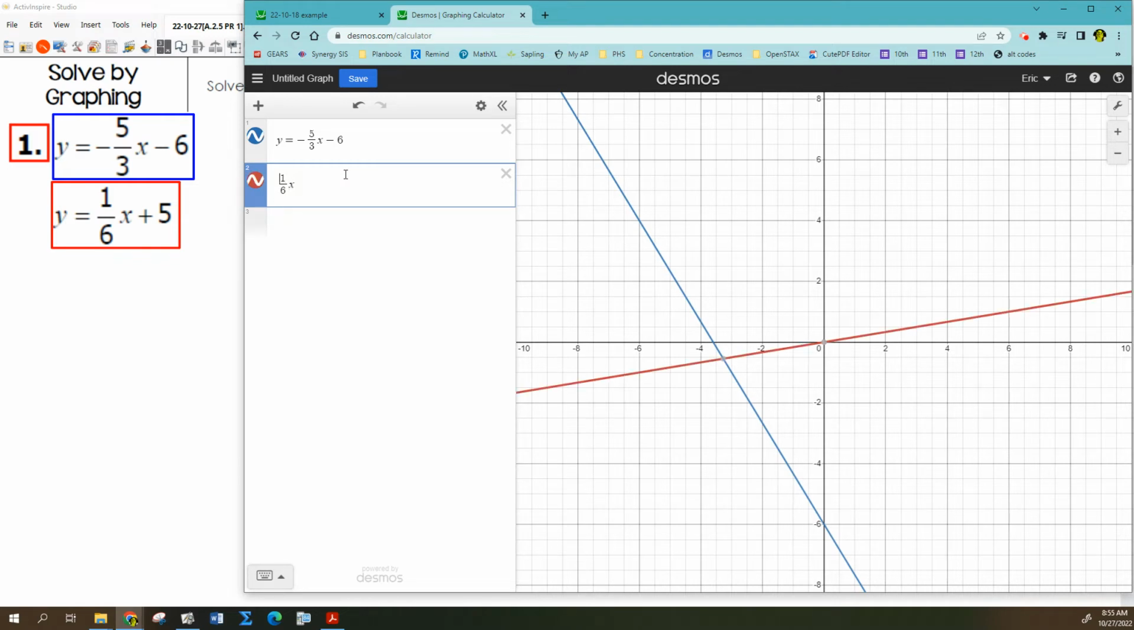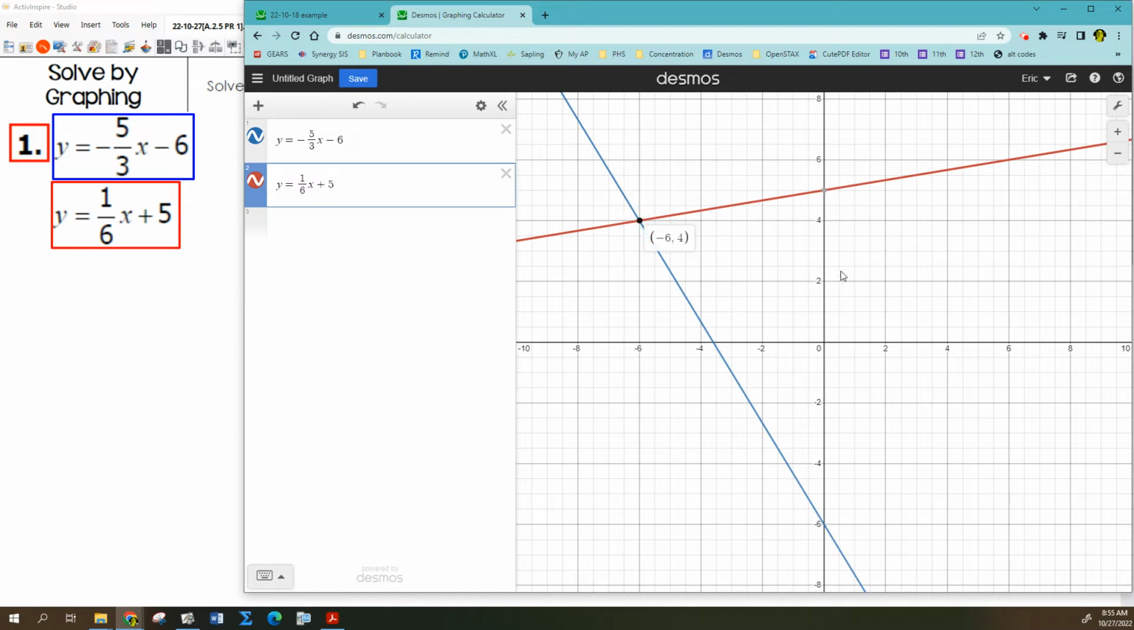Pop down to the other one, y equals 1/6 x plus 5. And to find the intersection, well, there it is. How easy is that, right? I know the ordered pair then. That's it. It's 6/4.